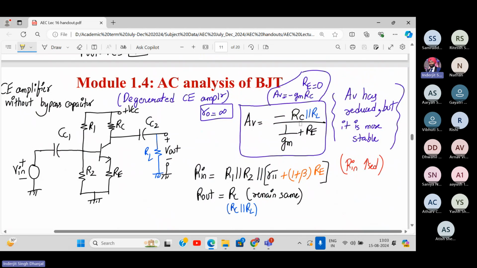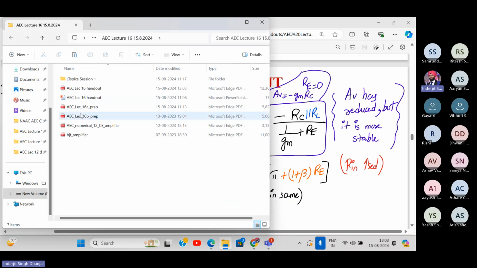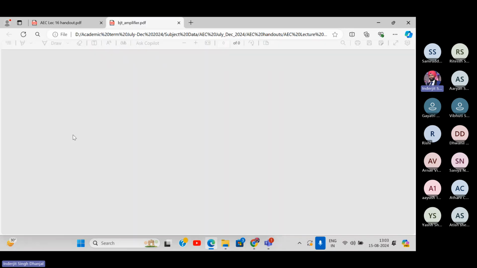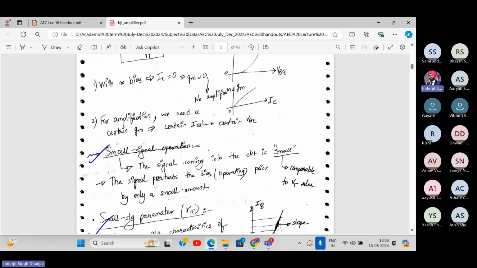How will you find Rn? The DC analysis remains the same. It doesn't get affected at all. So DC analysis is the same. Only the AC analysis, the formula for voltage gain and Rn, is different. Now I will show you for the last few minutes the derivation. So this document, I'll share it with you all.